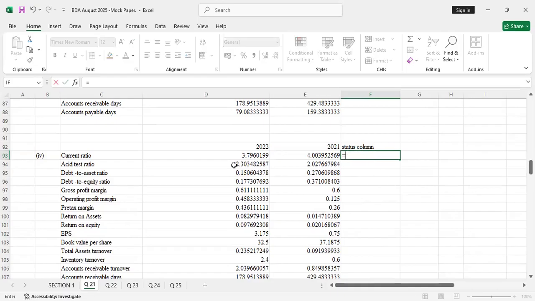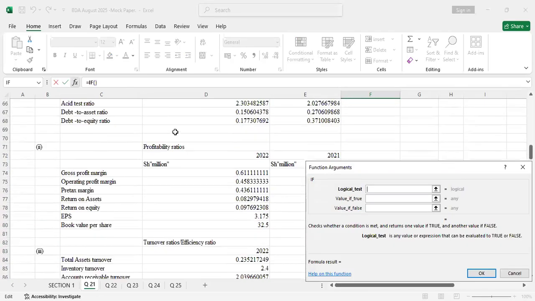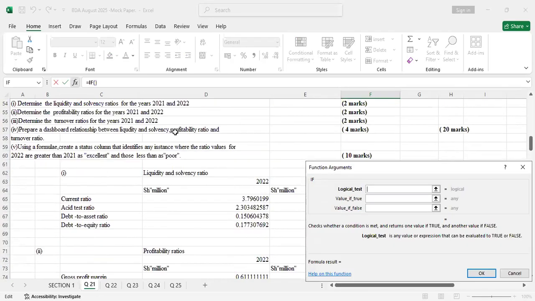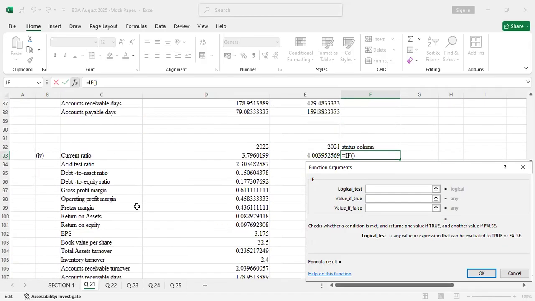Already I've explained. So we say equals to, then I'll just click okay to get the function arguments. So the logical test that we are going to do, let me go back. Using a formula, create a status column that identifies any instance where the ratio values for 2022 are greater than 2021 as excellent. So I'll start there. So my logical test will be the ratio under current ratio, 2022, this is the ratio.